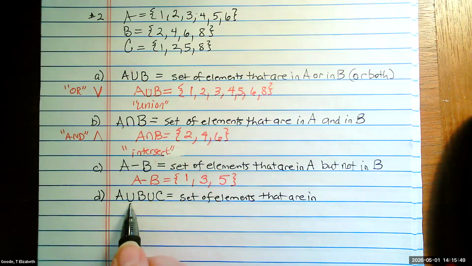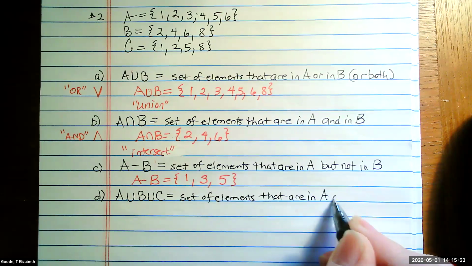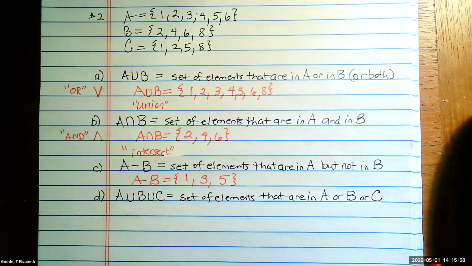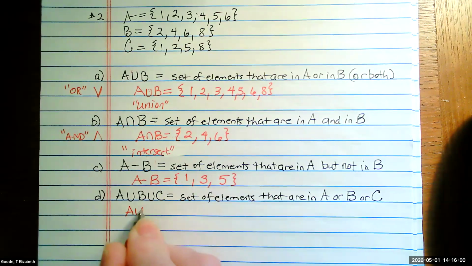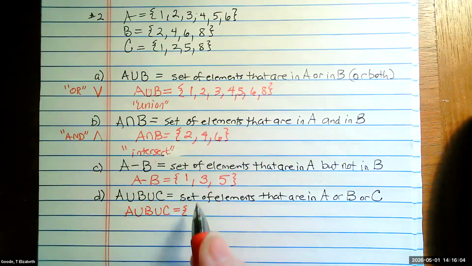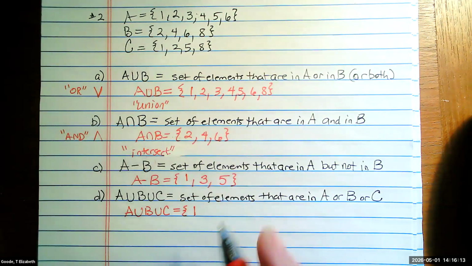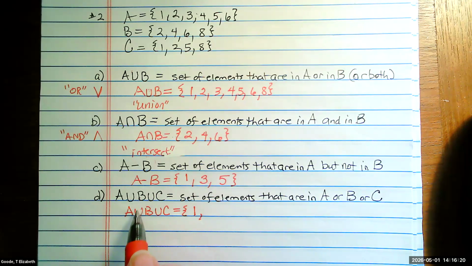Okay. So A union B union C is the set of elements that are in A, or B, or C. All right. So what elements are in A or B or C? It's going to be 2. Oh, don't forget 1, because 1 is in A. Oh, gotcha. It's not and. So how are we going to help you remember that it's not and?